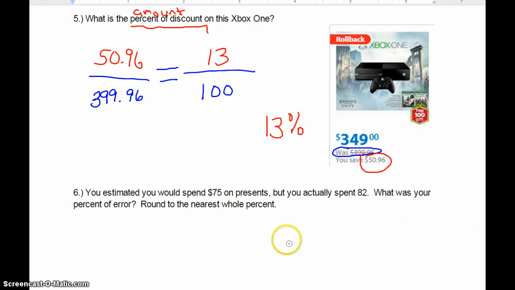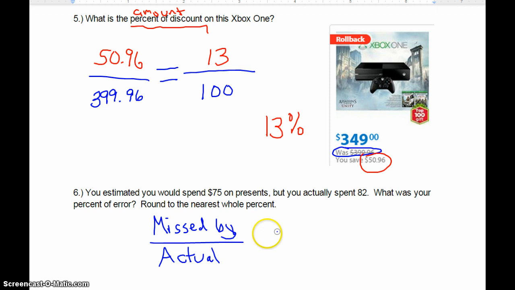Next up, percent of error. Percent of error is about guessing and guessing wrong. But we take the amount that we missed by, and divide it by the actual amount. And then we multiply by 100. It's actually just a proportion. I'll show you that in a second.